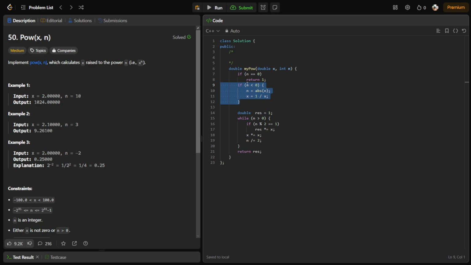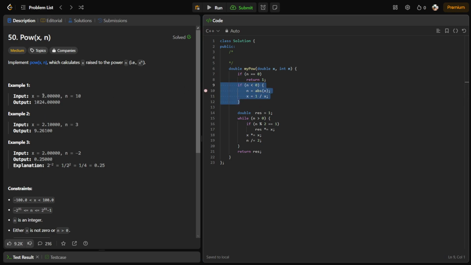So for this statement handles the square root, right? So what it does is it makes n into an absolute value, so negative 2 to 2, and here it turns x into, it divides 1 with x. It turns x into 1 divided by x, right? So for example, if x were to be 2 and n is negative, so we know that we have to square root it, right? So x will become 1 over 2, for instance. Okay, so let's skip this part first.